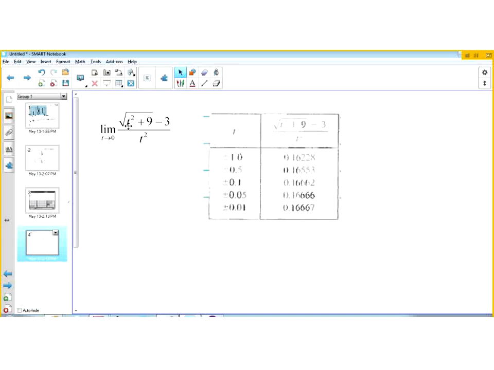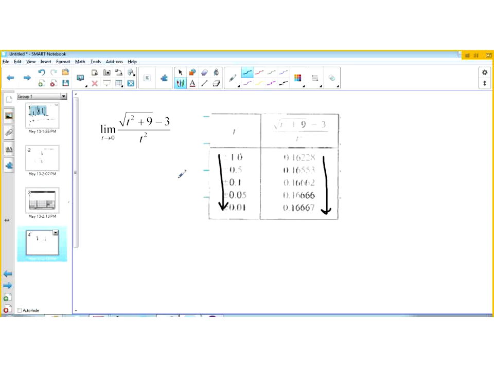So if we plug in positive values for t, the outputs would be the same as if we plug in the negatives of those positive values for t. And so that's why they have plus or minus 1. It doesn't matter what the sign of the input is. The output would stay the same. And as you can tell, as we get closer and closer to 0, using a calculator, the outputs get closer and closer to 0.1667.